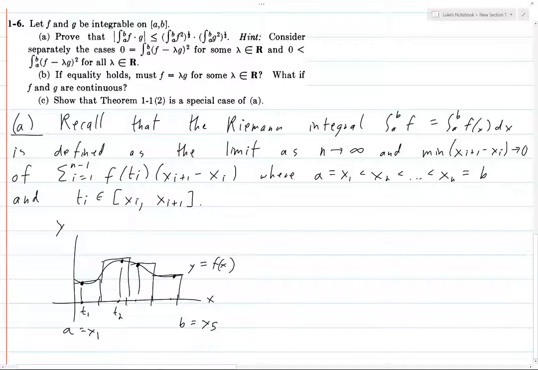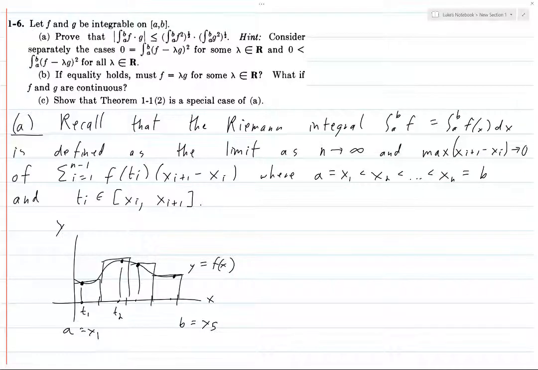basically each of the intervals needs to get small, which is why we have the minimum of x_{i+1} minus x_i goes to 0, meaning, oh no, this should be the max. So the reason that we do this is that this ensures that as we take a finer and finer partition of the interval from a to b, the intervals themselves get smaller and smaller.